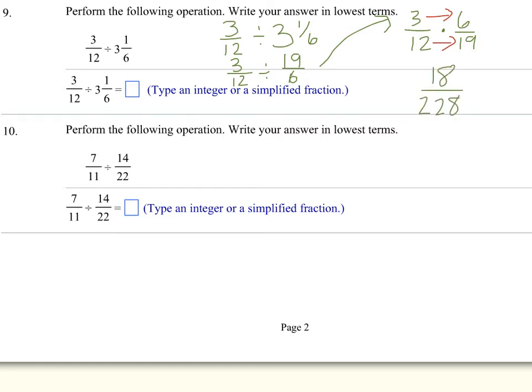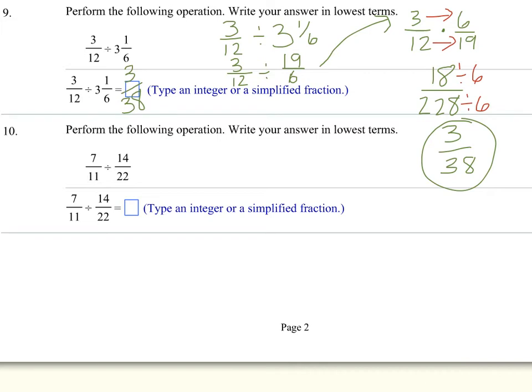3 times 6 is 18. 12 times 19 is 228. Now we'll simplify the fraction. 6 is the number that goes into 18 and 228. So my fraction simplifies to 3 over 38. So 3/12 divided by 3 and 1/6 is 3 over 38.